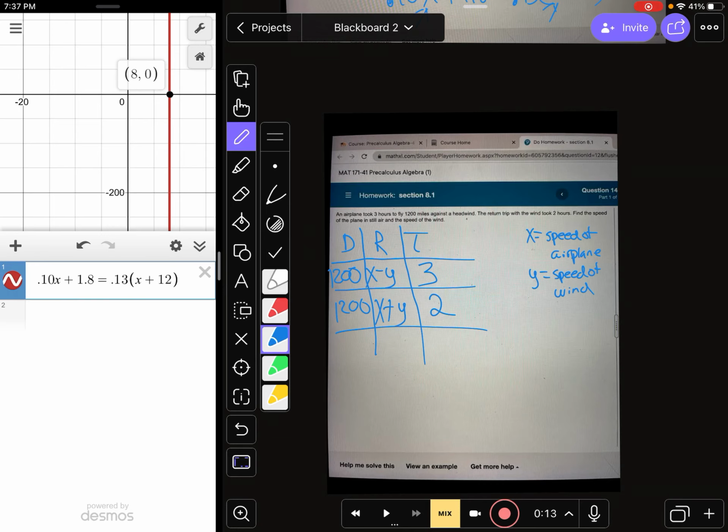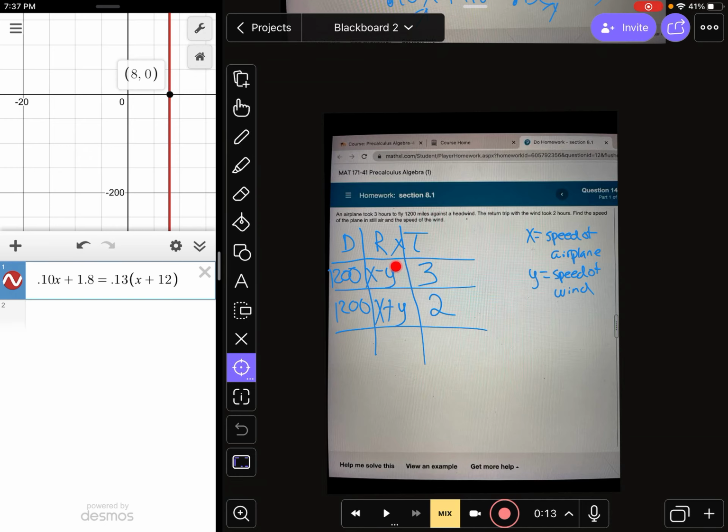All right. Find the speed of the airplane in still air and the speed of the wind. Okay. So remember, distance equals rate times the time. We have two variables, so we need two equations. And we can set up two equations. Rate times time equals distance. So I'm going to do that.